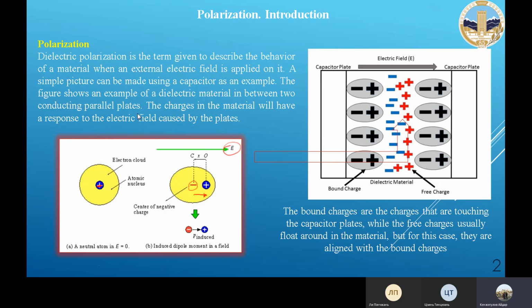This is the bound charge, the charges that are touching the capacitor plates. Then the free charge usually floats around the material, but in this case they are aligned with the bound charges.